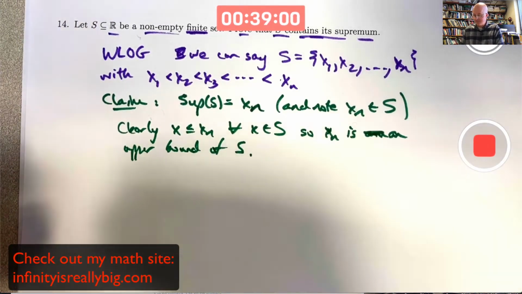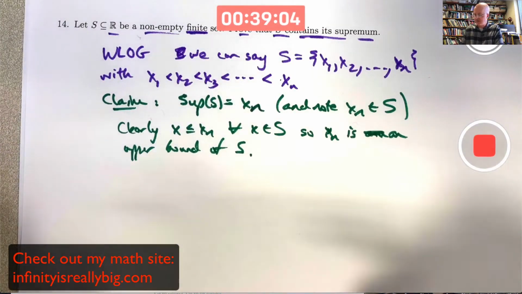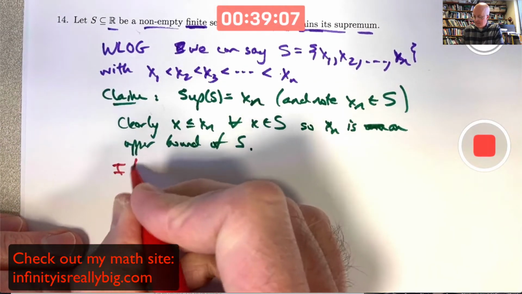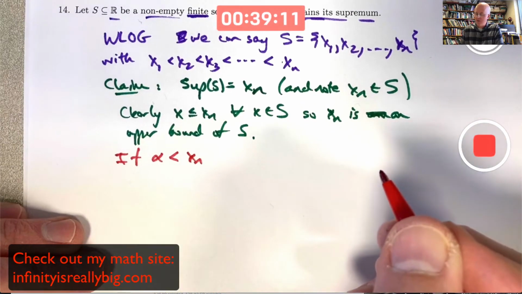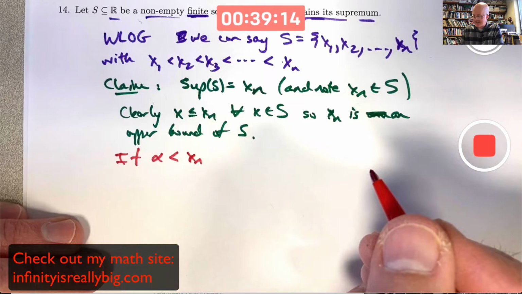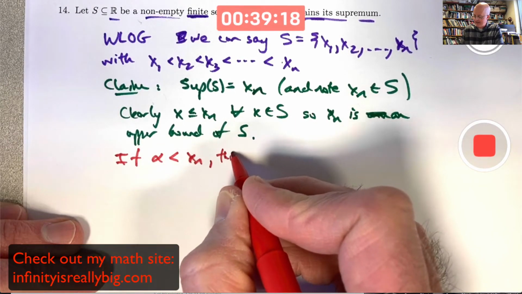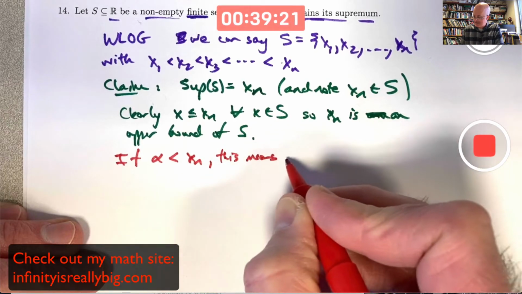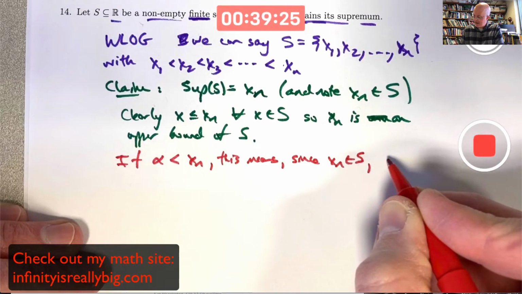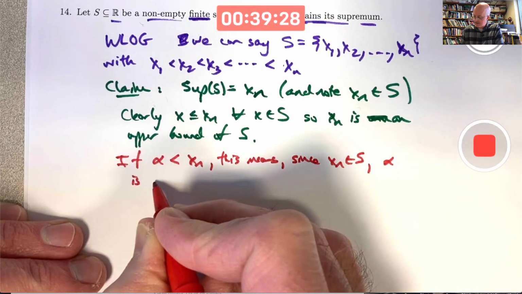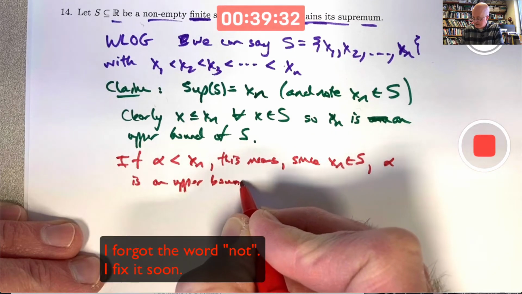Is it the least upper bound? Yeah. You can draw this on a number line, it should make intuitive sense. If alpha is less than xn, well, that actually does it, because xn is an element of S. This means that since xn is in S, alpha is not an upper bound of S. It was almost too easy.